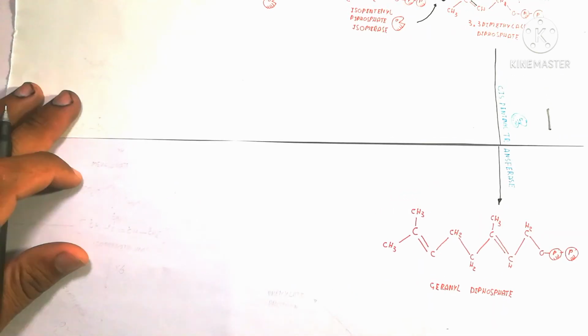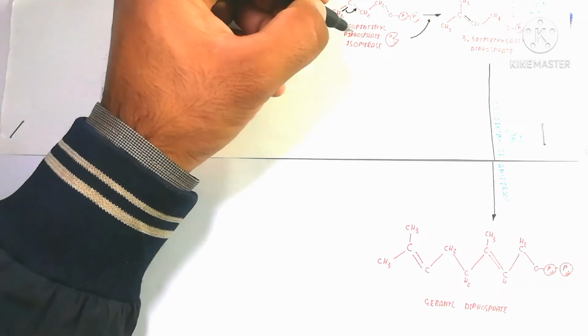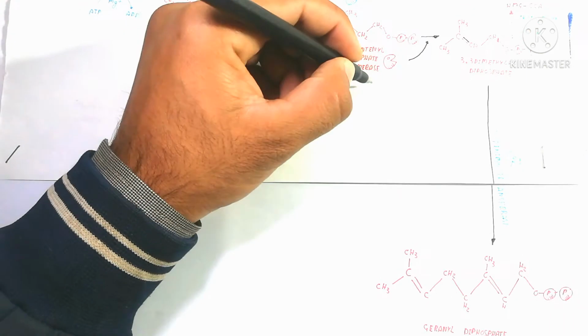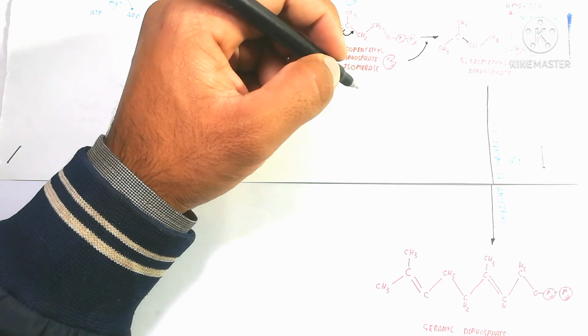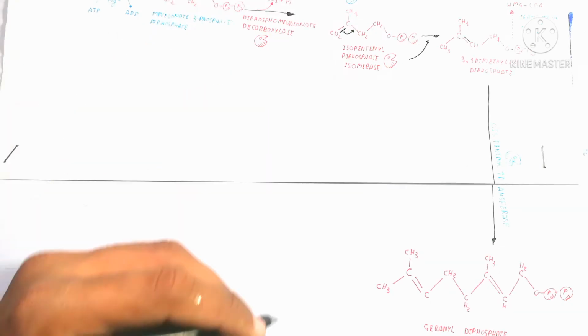So this geranyl diphosphate will be produced, and further the same reaction by the cis-prenyl transferase enzyme activity will add one more molecule. So the compound contains 11 carbon.